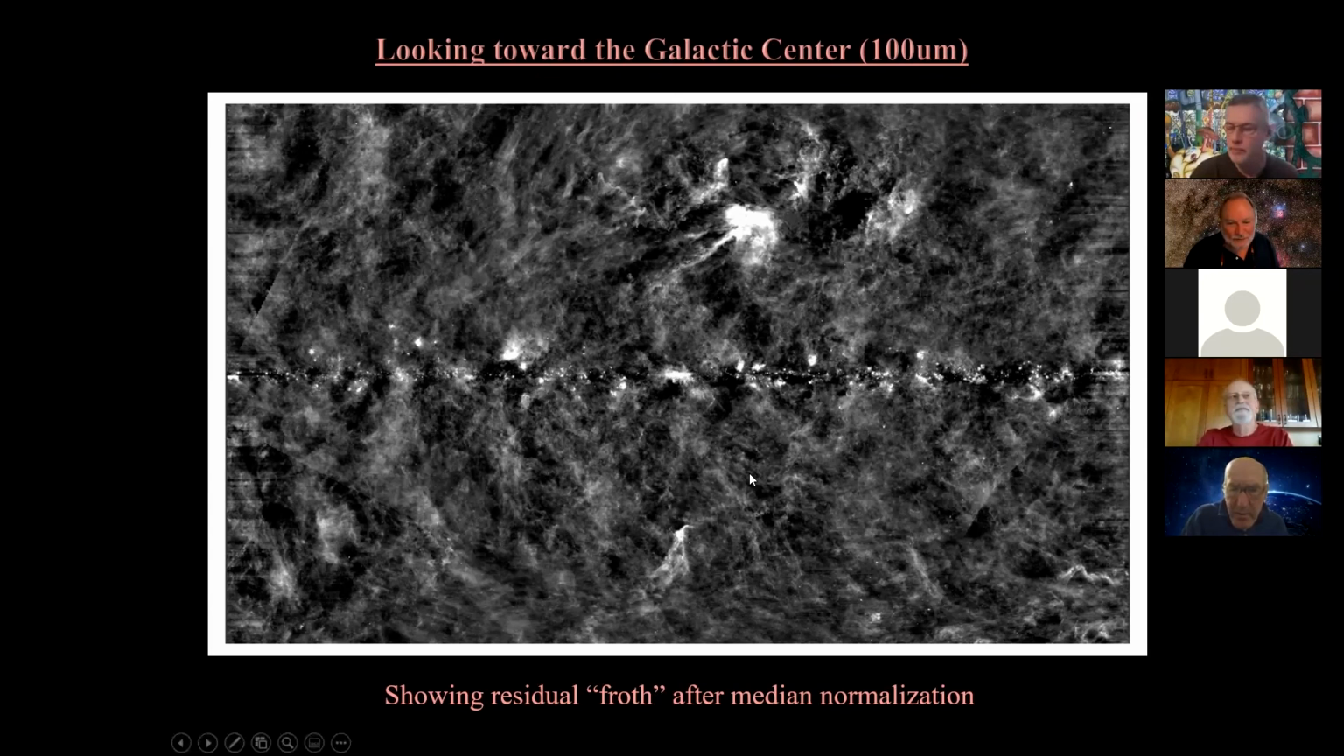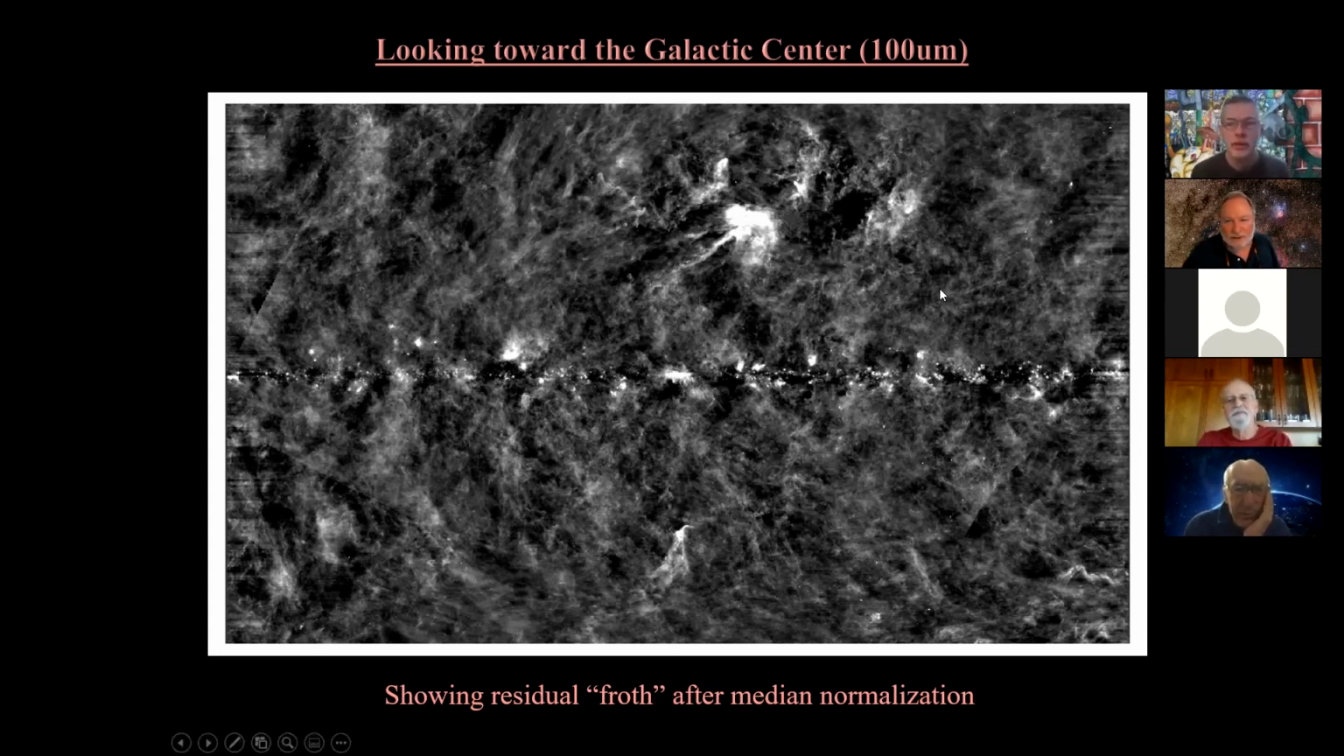Another thing I was wondering, when you're showing your froth there, have you tried reversing the scaling so that the dark becomes light and light becomes dark? Because then the holes become peaks and the peaks become holes. Okay, I could try inverting. I'm wondering what kind of statistics you get from that. That could be quite interesting.